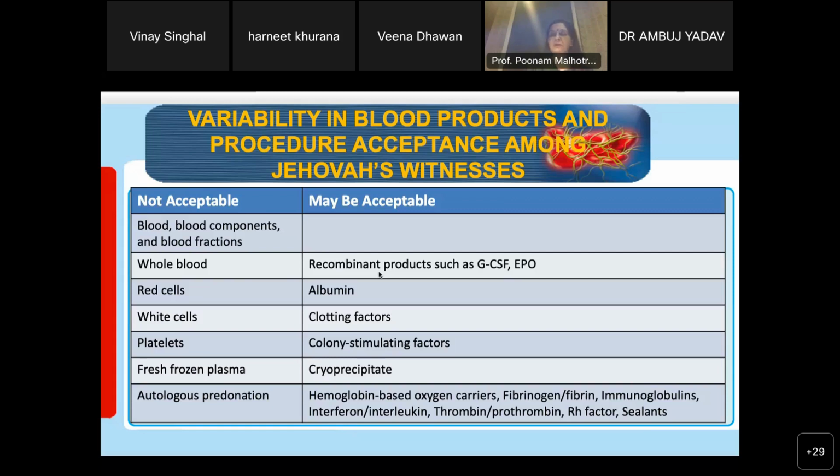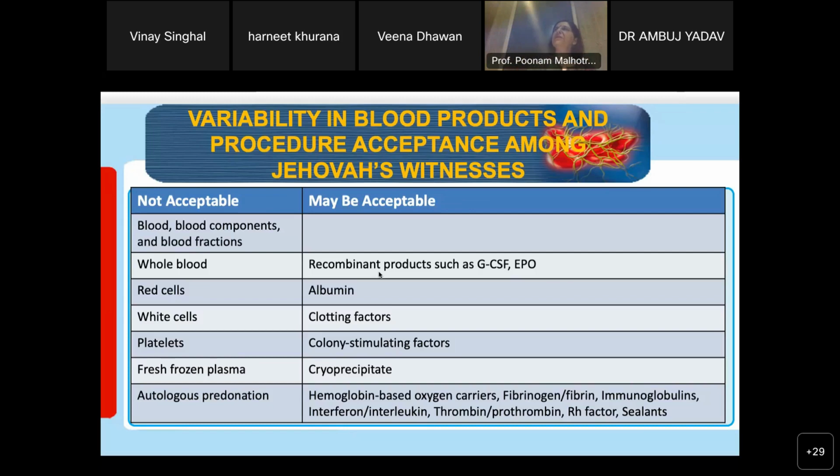Today, you have artificial blood available. You have fibrinogen and fibrin coming as concentrates. You have immunoglobulins as concentrates. You have interferons and interleukins, thrombin, prothrombin, Rh factors, as well as sealants. These fibrin sealants or glues, as they come in, are very good for stopping bleeding. And this is where ECMO should also move, because we know too much of whole blood is dangerous.